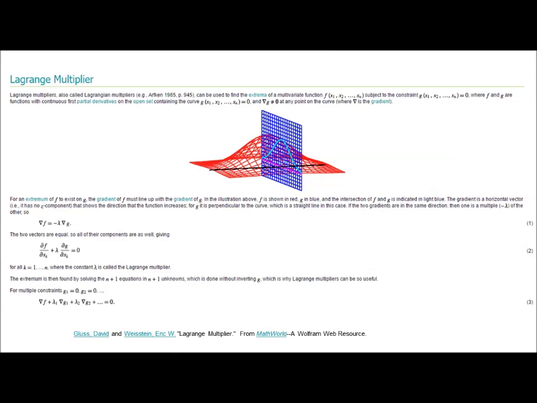Now we will talk about Lagrange multipliers. Lagrange multipliers, also known as Lagrangian multipliers, are a method used in mathematical optimization for finding the local maxima and minima of a function, subject to equality constraints. The Lagrange multiplier is used to find the extrema of multivariate functions of x, y, z, subject to the constraint that g of x, y, z equals 0, where both f and g are functions with continuous first partial derivatives on the open set containing the constraint equation, with the gradient of g non-zero.